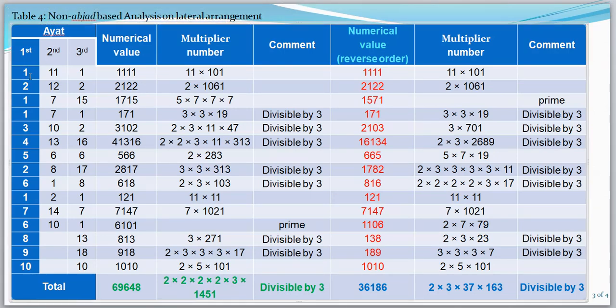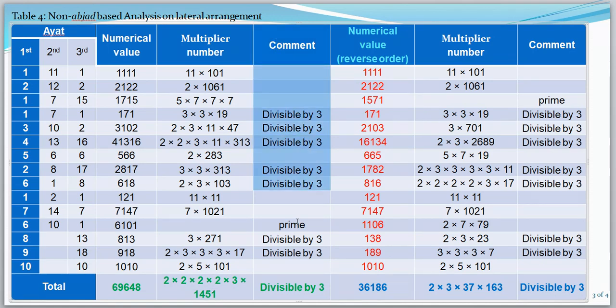Here we see that 1 11 1 makes the number 1111, and this number 2 12 2 makes the number 2122. Likewise, for example, 618 will come to the number 618, and all the numbers are shown here. The multiplier of these numbers is shown in this column, and the summation of these numbers is this number, and the multiplying number of this big number is shown here.